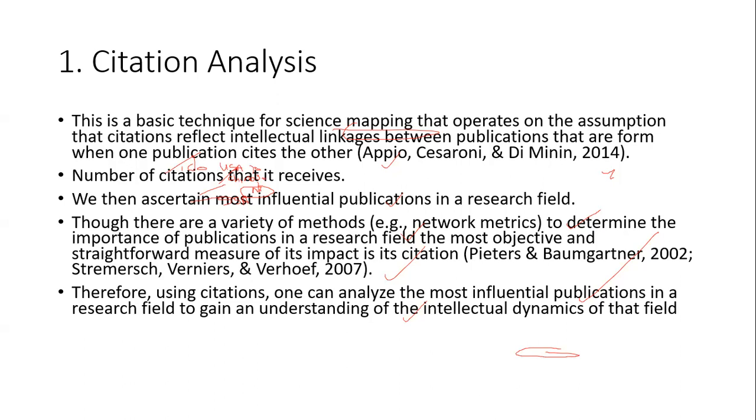So this is a way to pick the correct papers to use in your research. The bibliometric analysis will also help you to find the themes in those papers. And if you combine it with meta-analysis, you can actually find the findings of the papers that you are citing. Therefore, using citations, one can analyze the most influential publications in a research field to gain an understanding of the intellectual dynamics of that field.